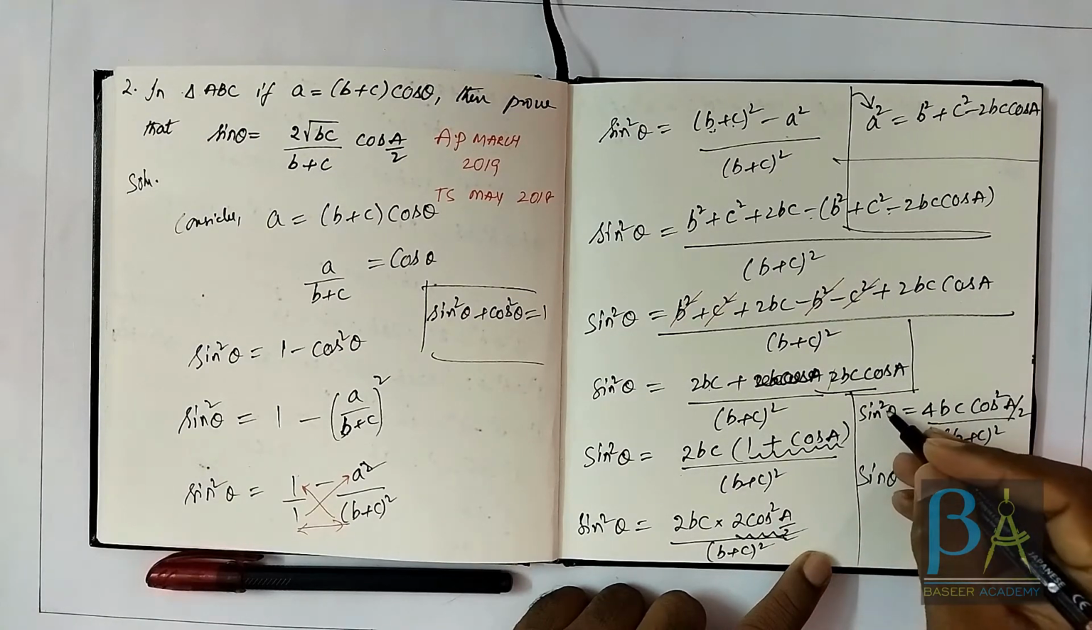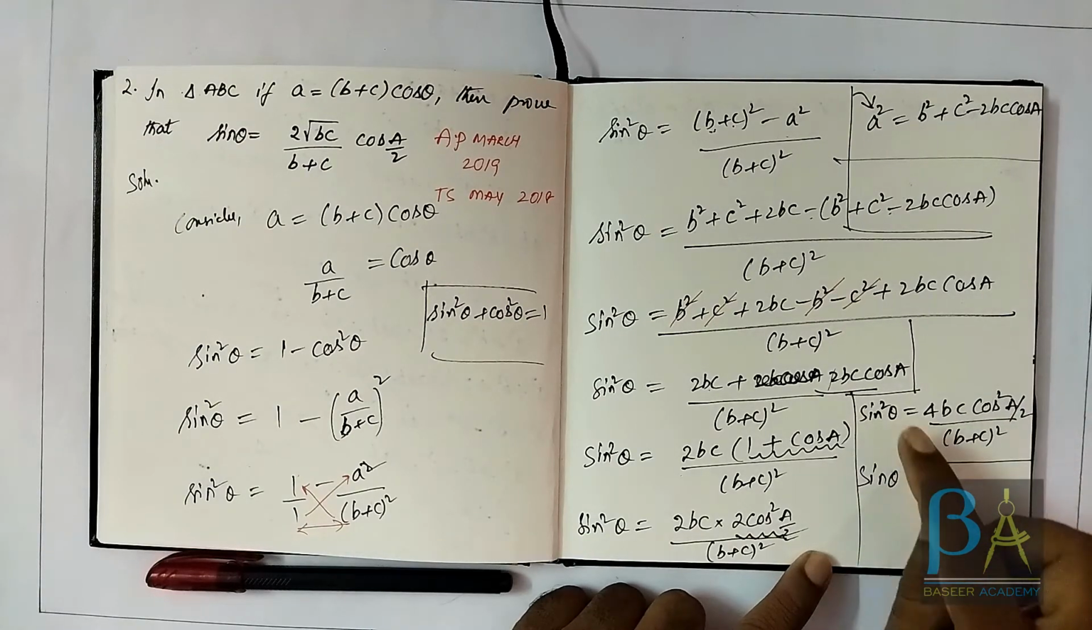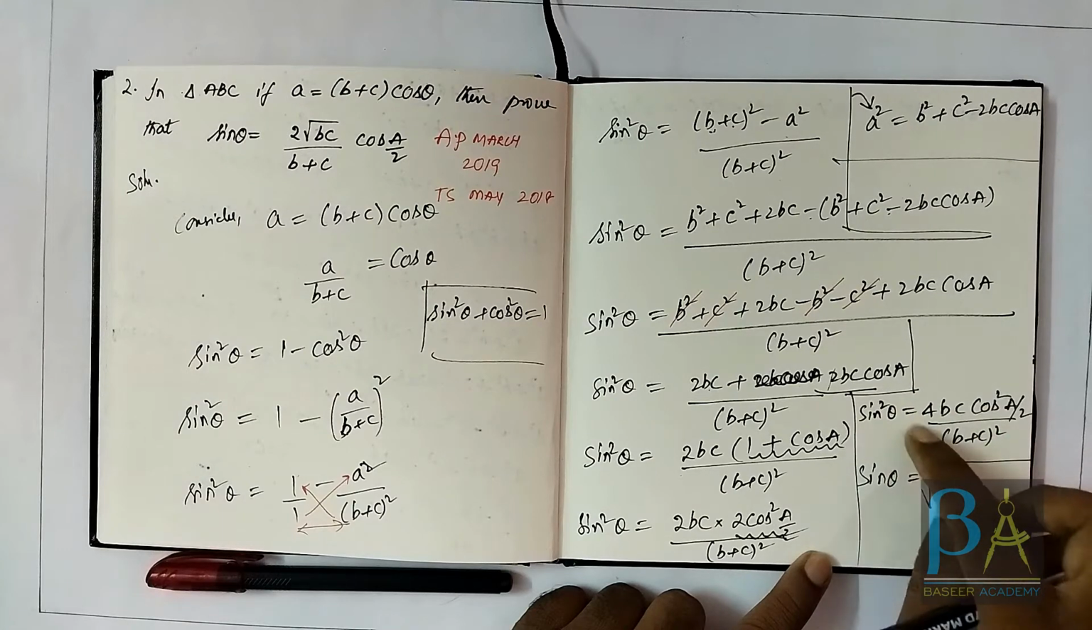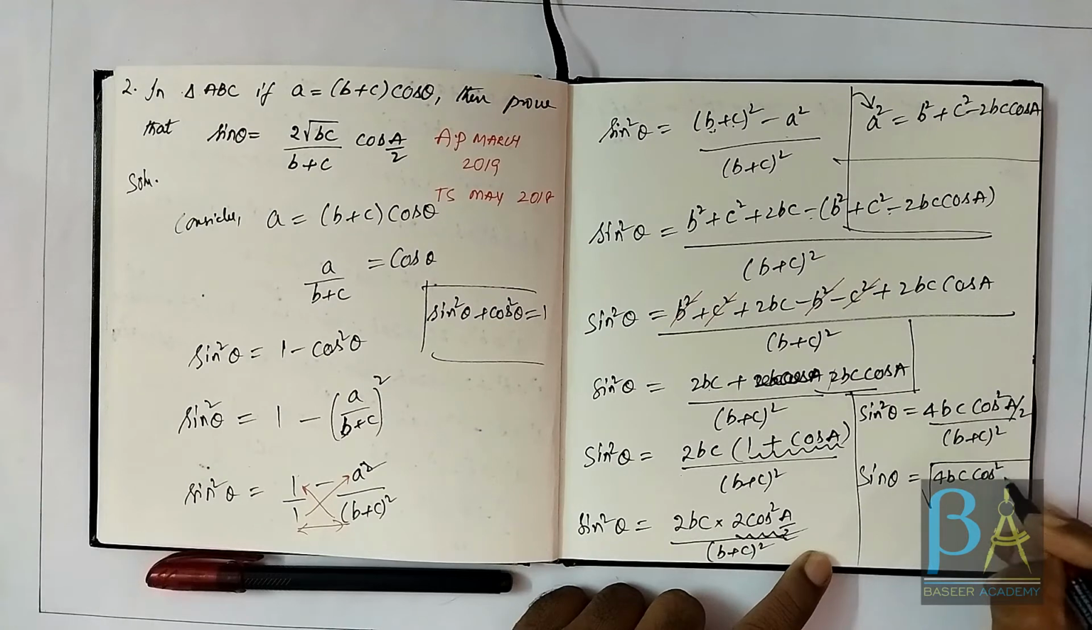If I transpose the square from the left hand side to the right hand side, I have to keep an under root, right? Square, if I remove from the left hand side, I'll have to keep a square root on the right hand side. I hope you know that. Square becomes square root on the right hand side.